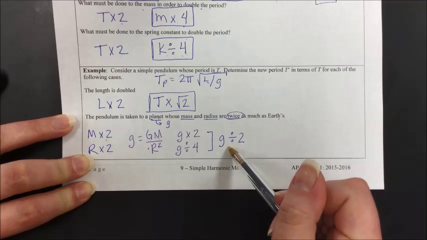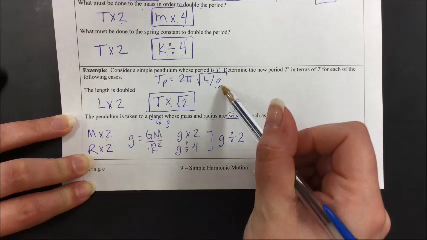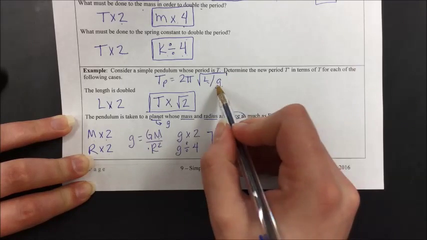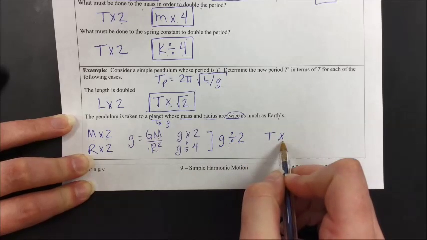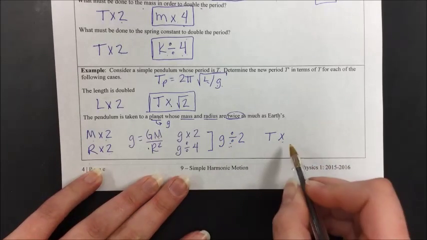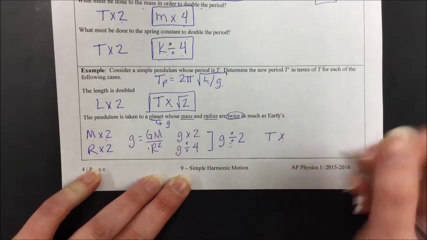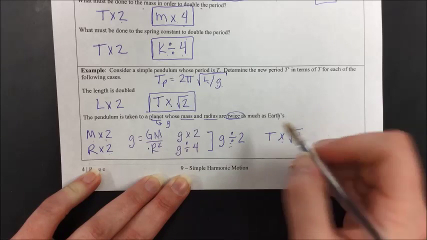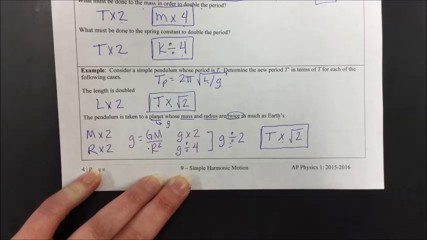Now that we know what happens to our acceleration due to gravity, we can go back and look at our period and figure out what happens. So g is on the bottom, so it's inverse, so we do the opposite. So if I decrease g, I increase T. And then because it's under the square root, I'm taking the square root of that number. And so it's going to be period times the square root of 2.